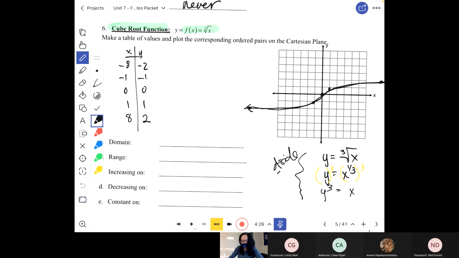Domain of the parent cube root function is what? Range. Where is it increasing? And we write it as an open interval. Decreasing and constant.